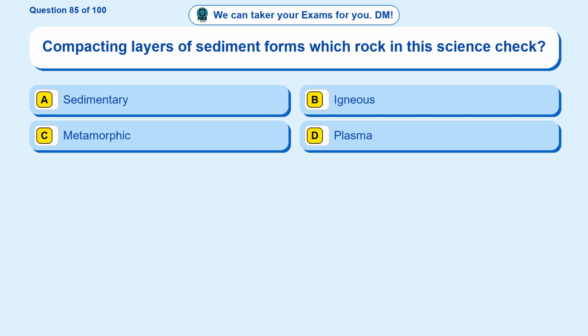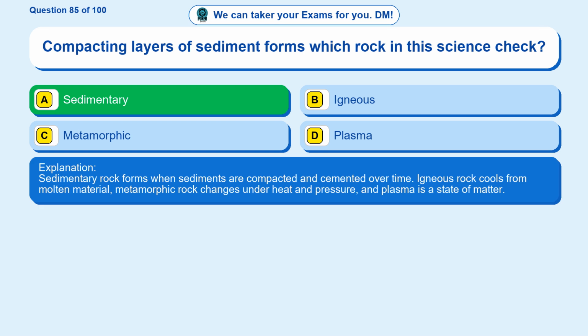Question 85. Compacting layers of sediment forms which rock in this science check? Option A, sedimentary. Option B, igneous. Option C, metamorphic. Option D, plasma. The correct answer is option A, sedimentary. Sedimentary rock forms when sediments are compacted and cemented over time. Igneous rock cools from molten material, metamorphic rock changes under heat and pressure, and plasma is a state of matter.